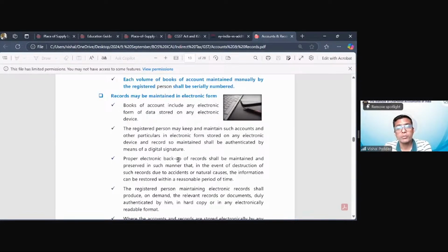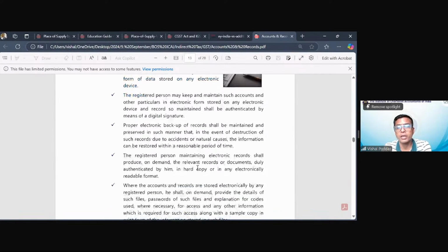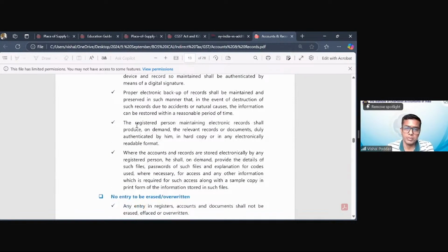Then this is the point where I was mentioning that where it is on cloud, you should take a backup. So proper electronic backup of record shall be maintained and preserved in such manner that in the event of destruction of such records due to accident, the information can be restored within a reasonable period of time. The registered person maintaining electronic records shall produce on demand the relevant records or documents duly authenticated by him in a hard copy or in any electronically readable format.